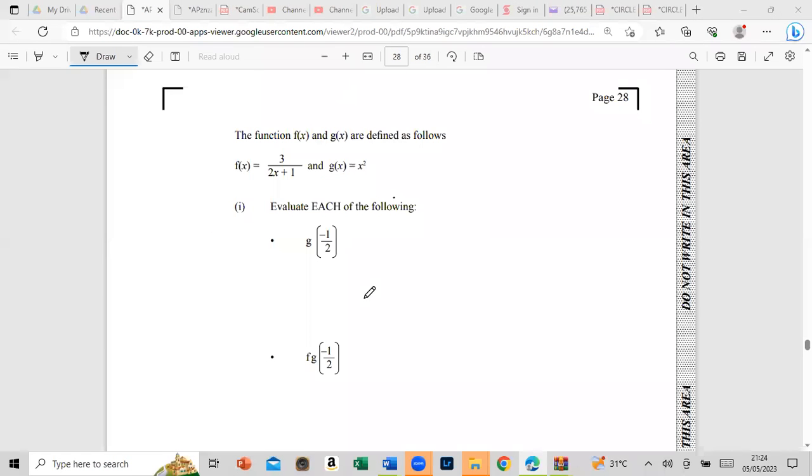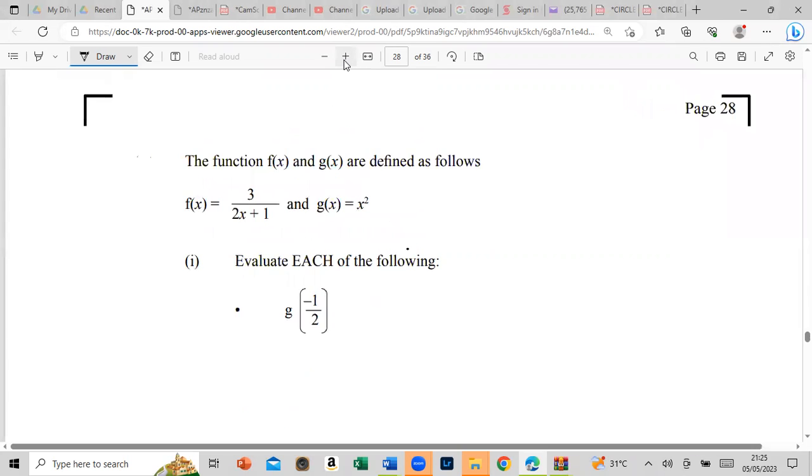Alright, guys, so let's look at the function now. Functions f of x and g of x are defined as follows. f of x is equal to 3 divided by 2x plus 1, and g of x is equal to x squared. Let me just pick it up a bit. It's a bit small. Yeah, I think that is better. And it asks us to find g of negative a half.